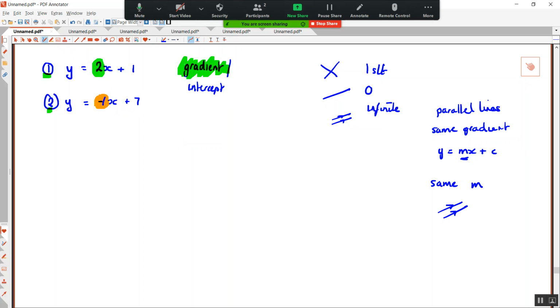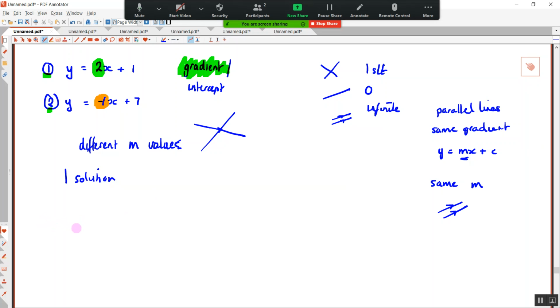So the gradients are different m values. So if the gradients are different, what do I know? They're not parallel and therefore they will cross. They are different lines. So we have one solution, which is what we agreed with on the graph. All right, makes sense?